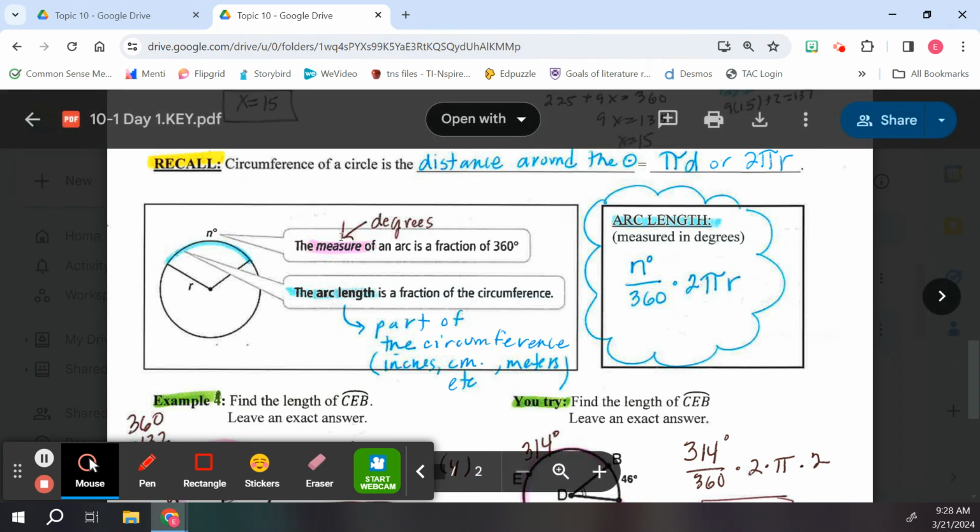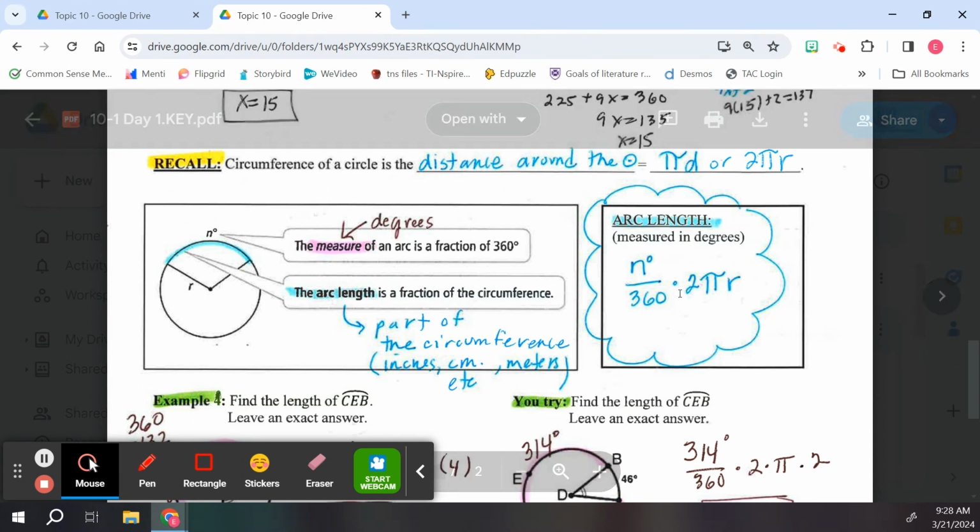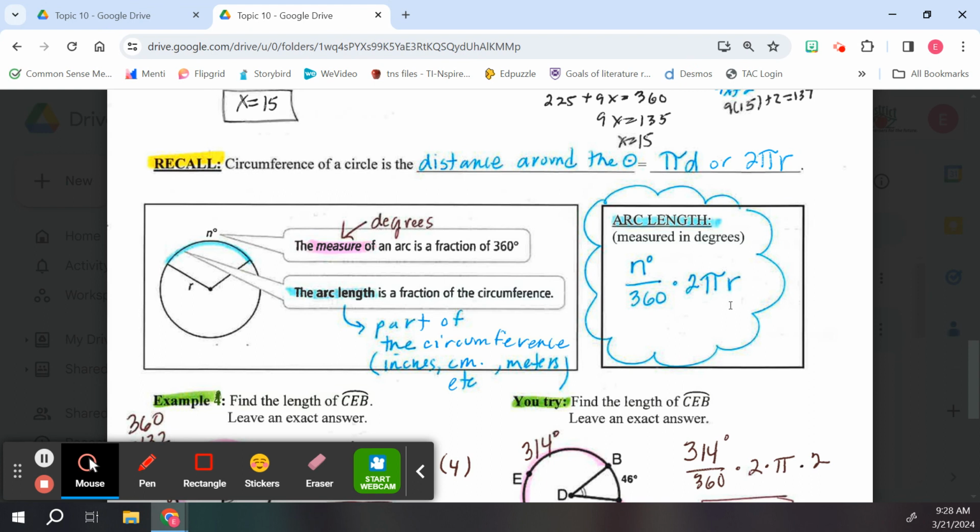N degrees, so that arc in question, divided by 360 times 2 pi times the radius. Or you knew pi times diameter. It's completely up to you. Okay? And one thing they are saying about arc length, remember, it's a part of the circumference, so that should be in inches, centimeters, meters, feet, something like that. Okay, some unit of length.